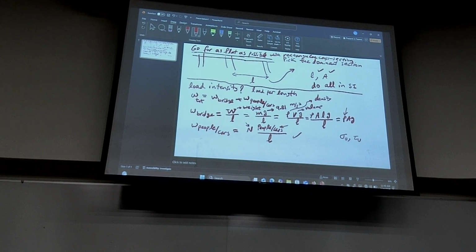So we want our job to be as easy as possible. Do not overcomplicate it, guys. So what we learned in class, just put it into practice. So if you go for as flat as possible with rectangular cross section, that's the easiest. Otherwise, then you complicate things. For instance, in tau, we don't want to use VQ over IT, it's hard. We go for rectangular cross section so that 3/2 V over A is just easy.